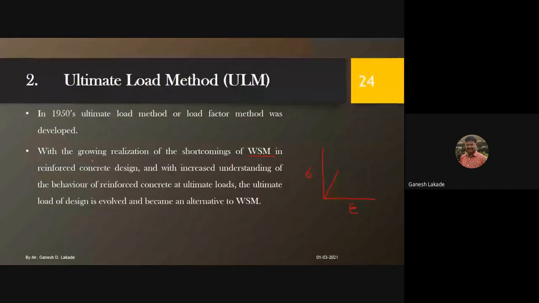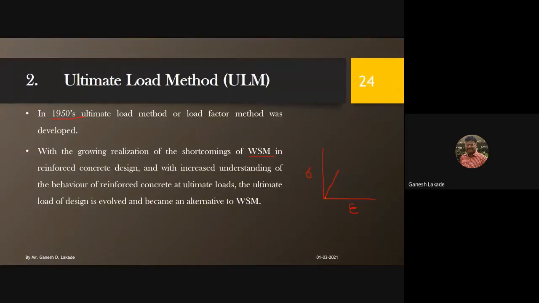Up to the 1950s, it was assumed that as the load increases, the materials, reinforced cement concrete, the concrete and the steel, take the load and deform in proportion as you increase the load. That is the assumption: it is directly proportional, a linear relationship. But that is not the actual condition. When you perform actual experimentation on the steel as well as on the concrete, you will find that this relationship is not linear.